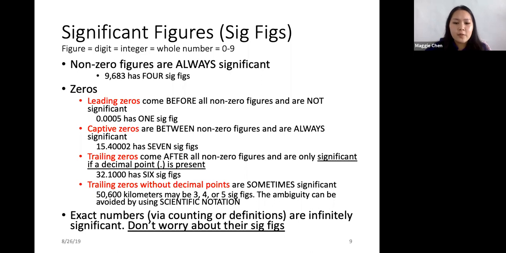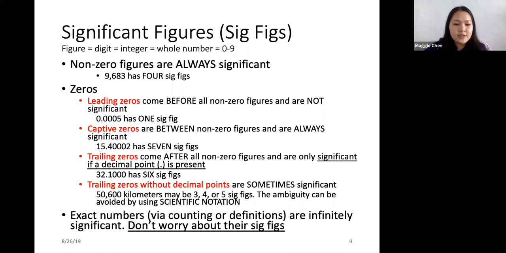Trailing zeros that come after all non-zero figures are only significant if a decimal point is present. So if we have this decimal point within our figure, that means that the zeros that come after are significant. So this number would have 6 sig figs.